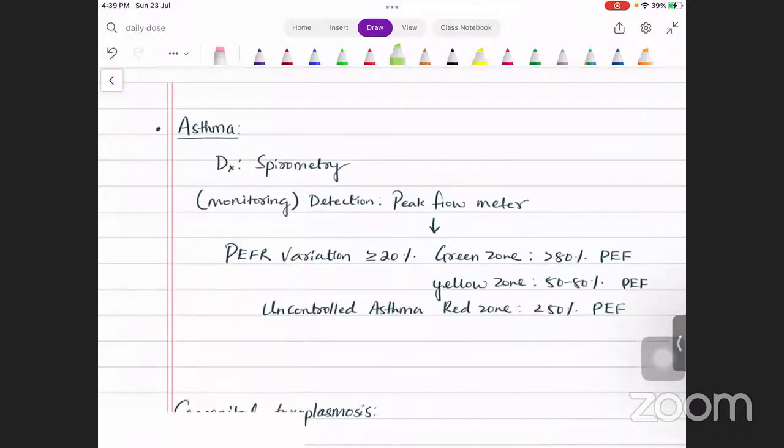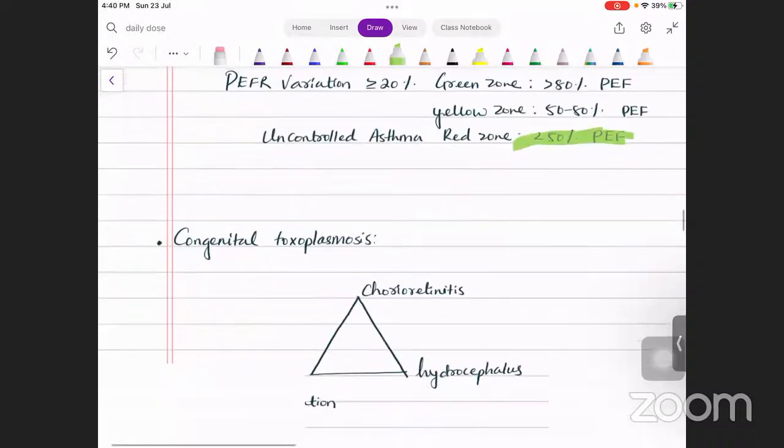Then pediatric asthma. Speaking about the diagnosis, it is spirometry, and uncontrolled asthma will be in the red zone, where you may see less than 50% on the PEF peak flow meter.